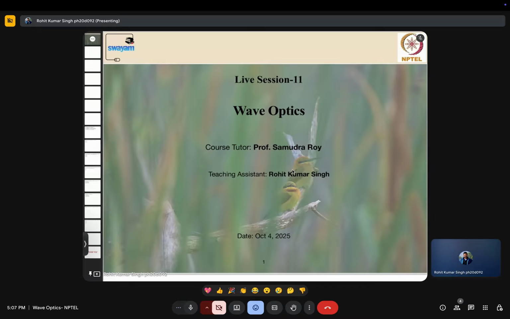In the last week, we looked at polarization of light and how we can analyze polarized light using this Jones matrix formulation. But we didn't discuss much about how polarization happens and what the different ways of polarizing light are.